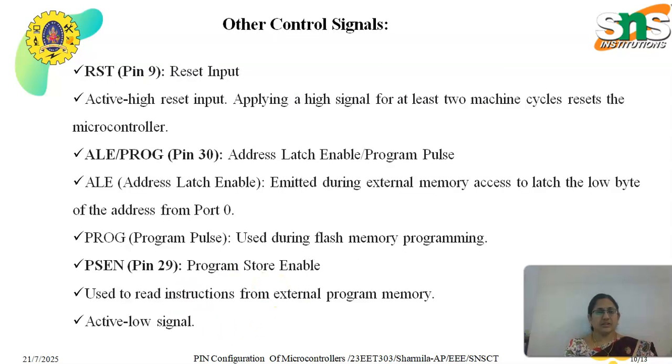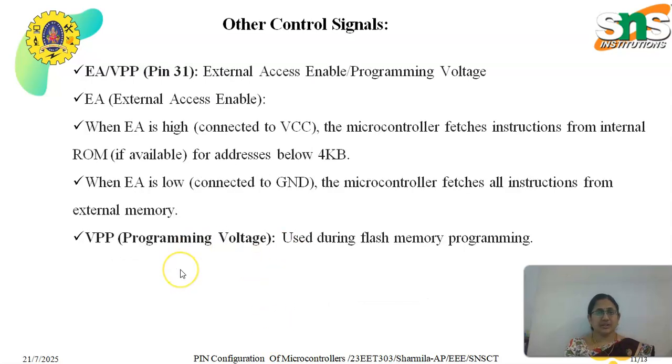And the other control signals are RST, which is nothing but reset input. If it is an active high input for at least 2 machine cycles, it resets the microcontroller. ALE bar PROG. ALE is nothing but address latch enable, and it is used during external memory access. PROG is the program pulse used during flash memory programming, and PSEN is pin 29. It is the program store enable. It is used to read instructions from external program memory. It is normally an active low signal.